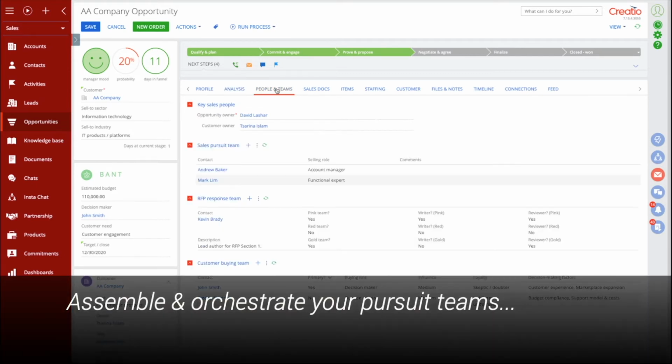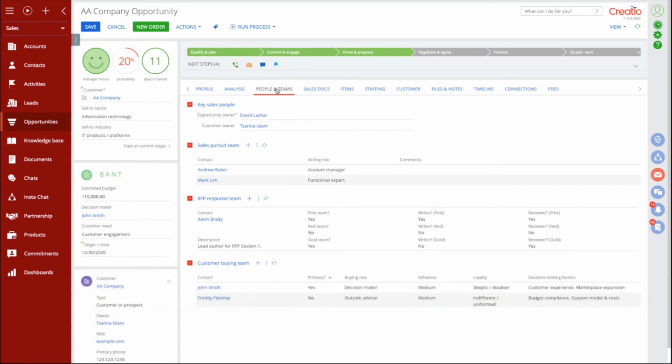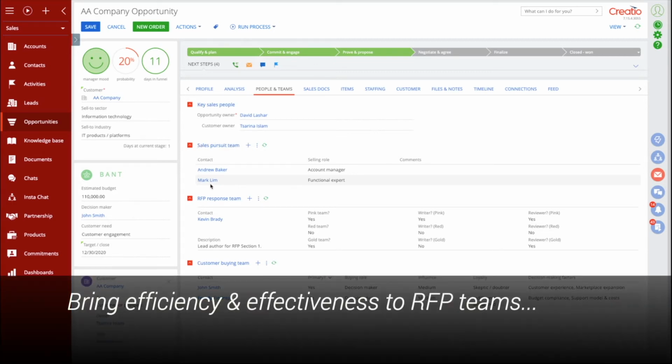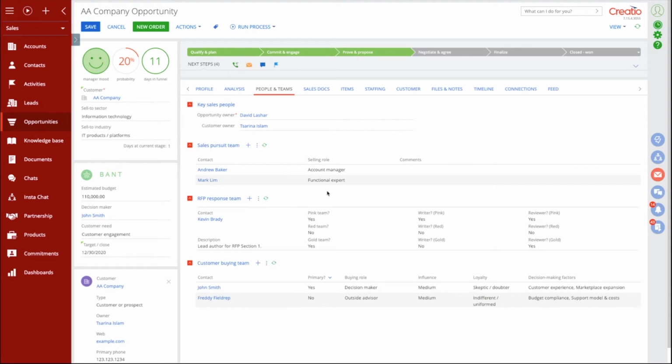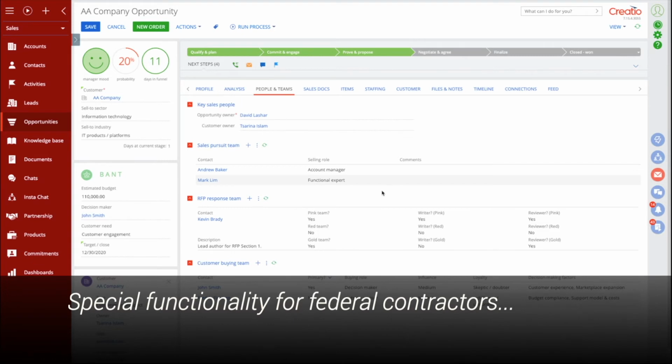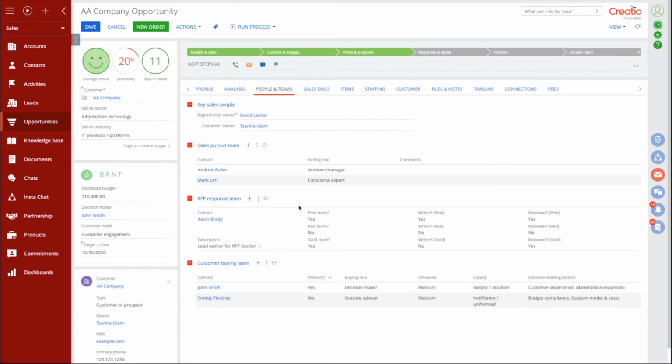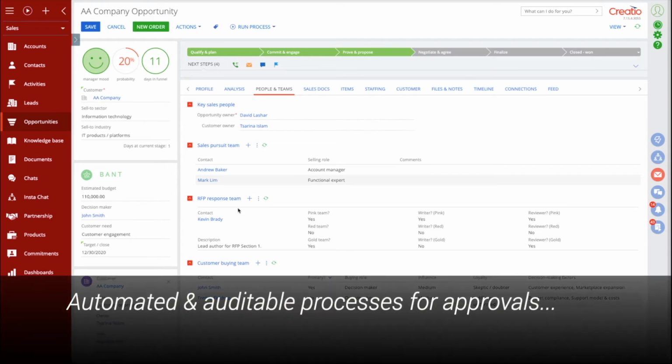Solution selling is team-based selling. Besides, of course, having owners of opportunities and accounts, we have a pursuit team. We might have an RFP response team, in other words, a team that develops a document, a submission in response to an RFP, whether in commercial or public sectors. For those in federal contracting, we can see here that our Keen 360 pre-configured application comprehends the so-called pink, red, gold method for responding to an RFP, going through drafts and reviews.